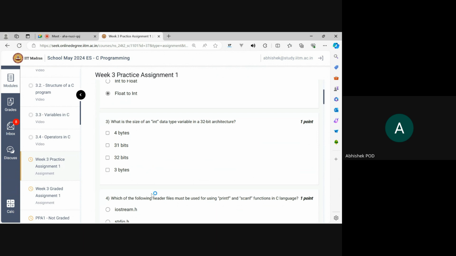So, what is the size of an int data type variable in a 32-bit architecture? I guess one of you had already answered that any int variable is going to consume 4 bytes in the memory. So 4 bytes is going to be the answer. But as you can see the nature of the options here, these are checkboxes. That means more than one option is the correct answer. 32 bits, sir. Exactly. So as you all know, 1 byte has 8 bits. So 4 bytes will be equivalent to 32 bits. So that's why A and C are correct here. 31 is not correct. 3 bytes is also not correct. So that was an easy question to be asked here.